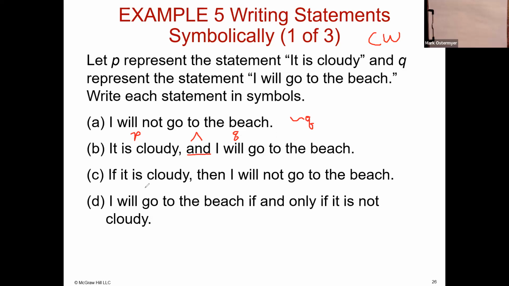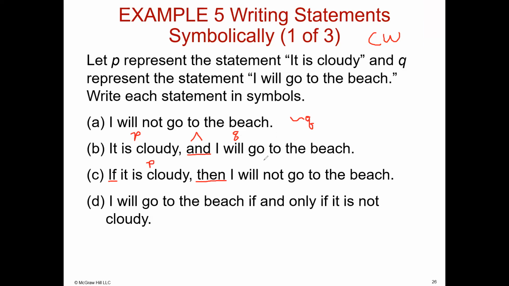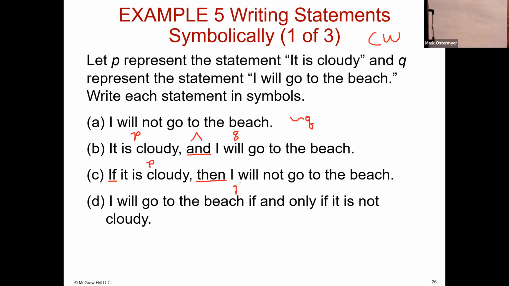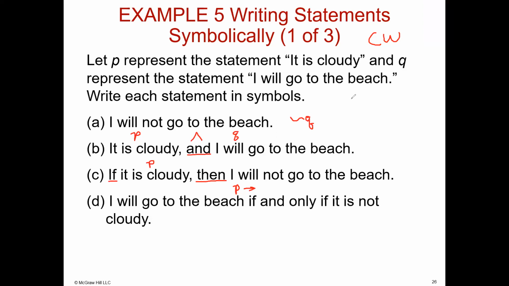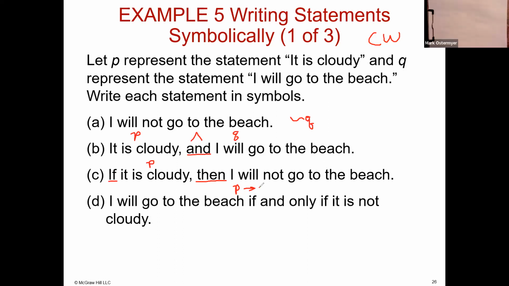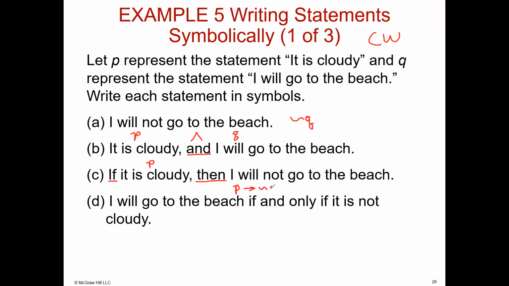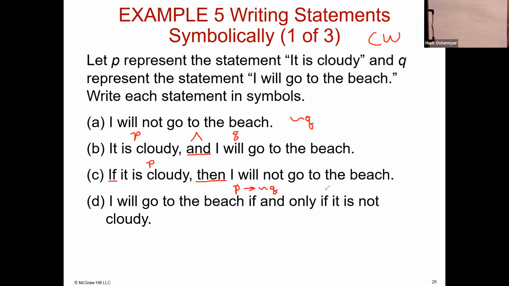All right, C. If it is cloudy, then... notice we have what is called a conditional. If it is cloudy, so if P, then what? It's going to be an arrow. So if P, then Q, but it has a tilde in front of it. We're negating Q, because we're not going to the beach. So we put a little tilde symbol in front of Q. That would be it: if P, then not Q.